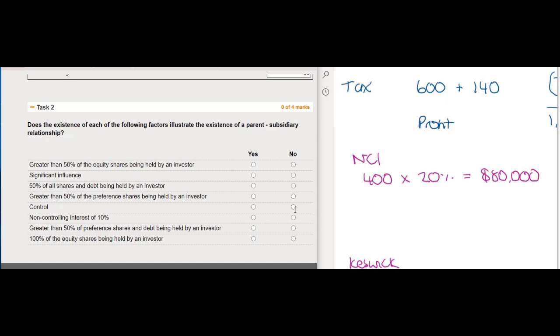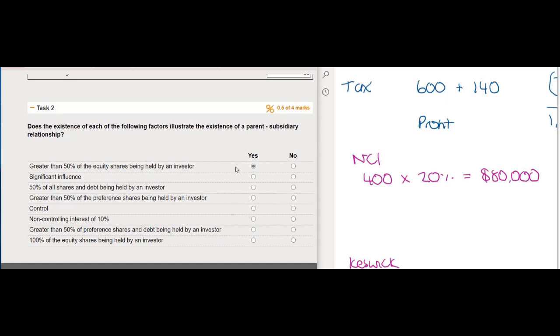Greater than 50% does indicate the existence of a parent-subsidiary relationship. Having significant influence does not indicate control and so therefore would not illustrate the existence of a parent subsidiary. Looking at 50% of all shares and debt being held by an investor, only having greater than 50% of equity shares would indicate a parent subsidiary, and so the answer for this one is a no.